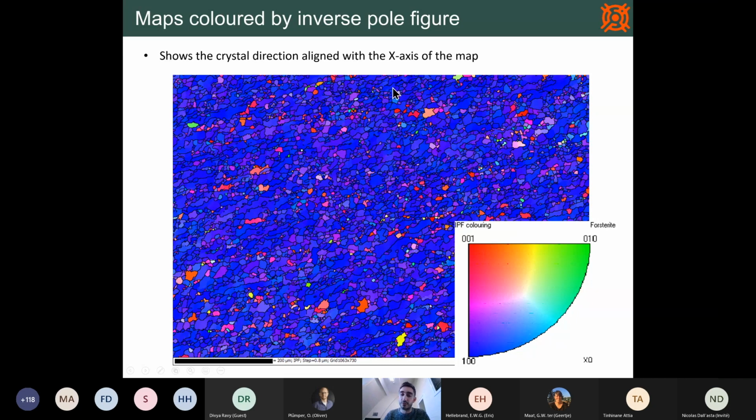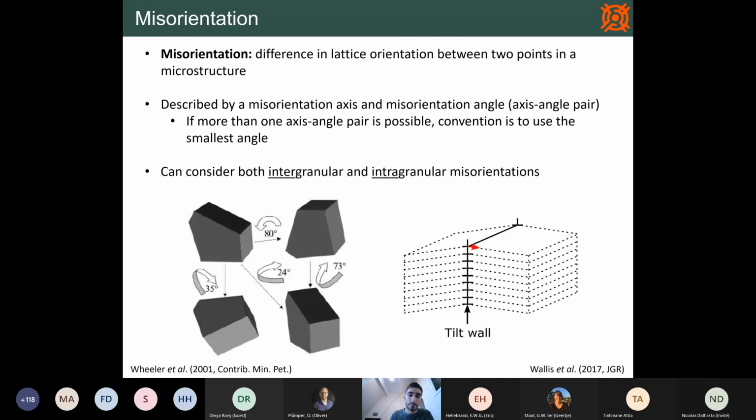So all the blue crystals have their 1, 0, 0 direction aligned with the x-axis of the map. These wonky red and pink ones have something more like their 0, 0, 1 direction lined up with the x-axis of the map. So now it's a bit easier to see or intuit how the crystals are actually oriented at each point in the map. Okay, so that's very briefly orientation data.